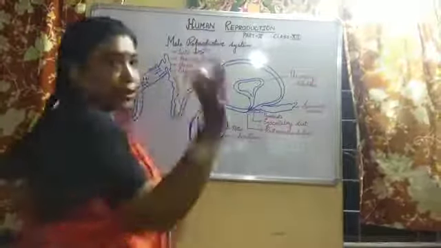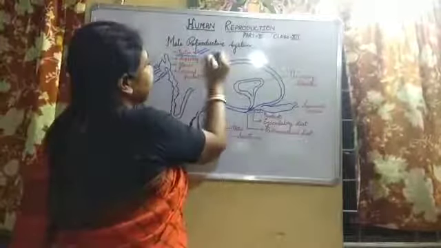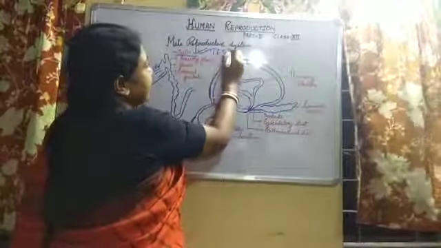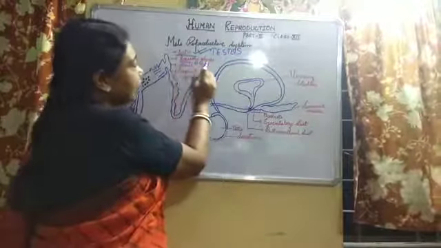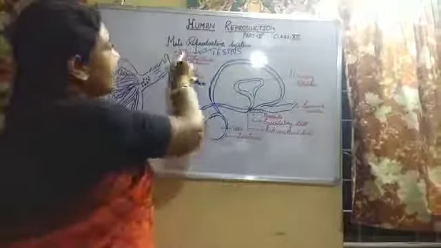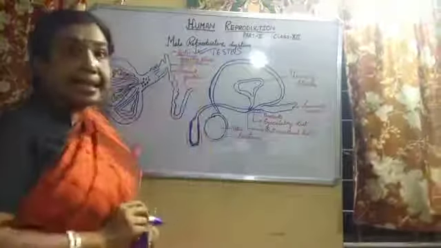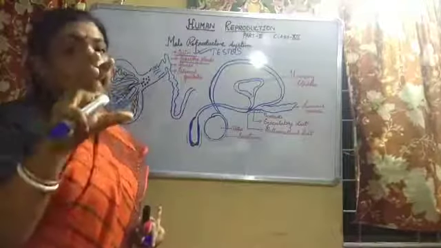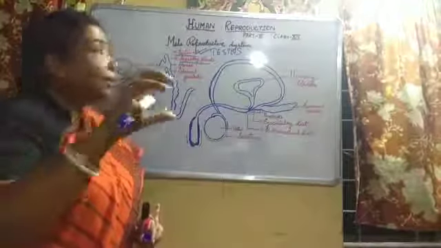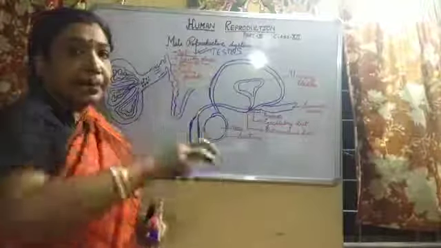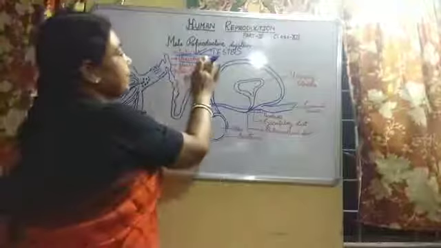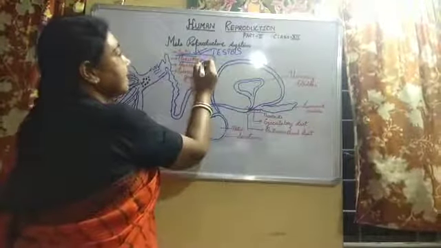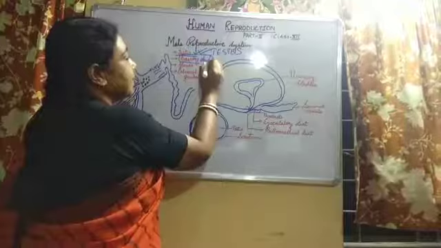These are the few things which you have to remember. First is the testis. Now another component to be taken into consideration in the male reproductive system is the accessory glands. Along with the testis, there are certain glands also associated with the male reproductive system, and they are known as accessory glands. Is it clear? Okay. Now, this will be accessory ducts.